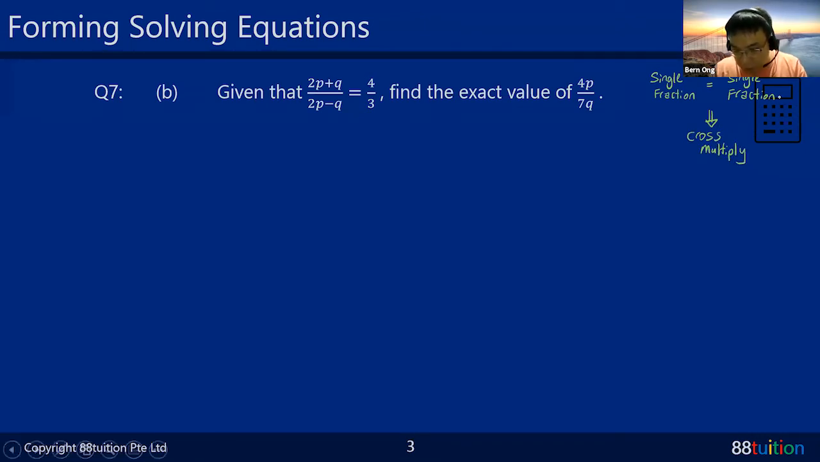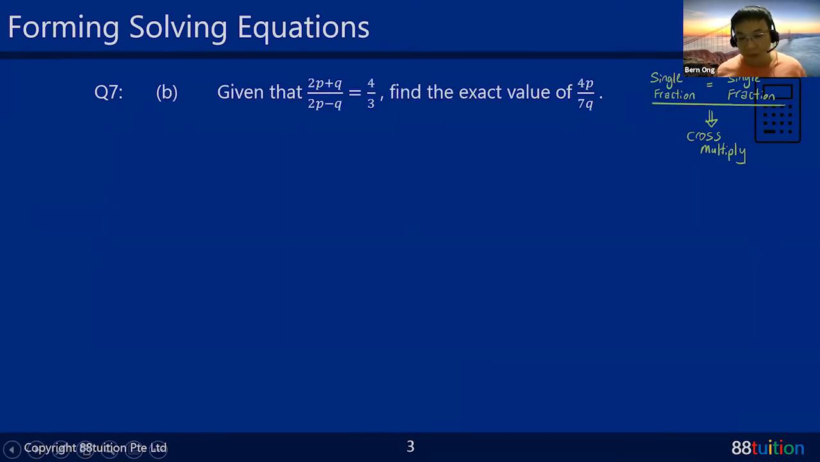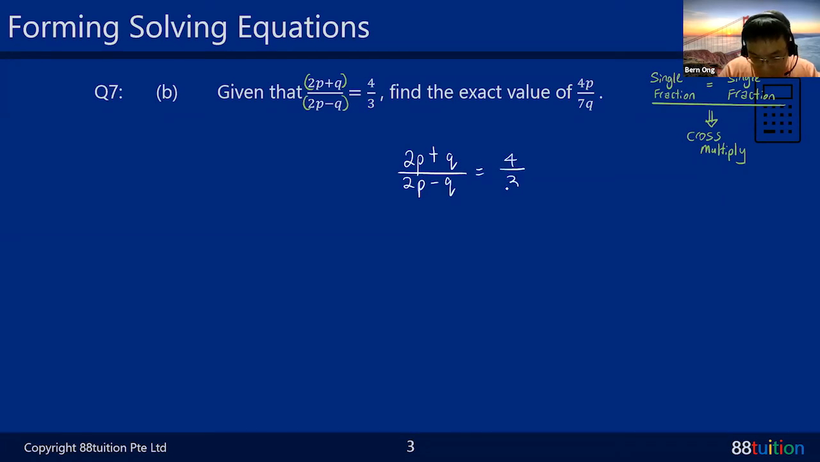On the right hand side, this is like my thinking process. Solving, I need to have these two rules: single fraction equals single fraction, cross multiply. Before cross multiplying, I will put a bracket, a safety bracket, to remind me that they are one set. You're supposed to write down the question again, but I was just trying to be lazy. So 2p plus q over 2p minus q is equal to 4/3. Remember to put on the safety bracket.